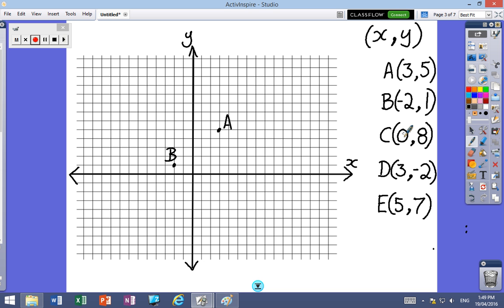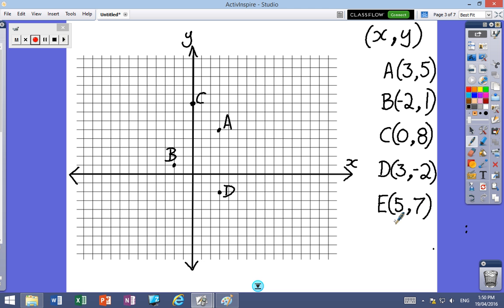Here's C. C is interesting because it says 0. Don't go left, don't go right. Just go up by 8. So don't go left, don't go right. Just go 1, 2, 3, 4, 5, 6, 7, 8. 8 up, and that's the point C. Let's keep going. D is 3 in a positive direction, so 3 to the right, and then down by 2. 3 to the right. 1, 2, 3, and down by 2. There's our point D. And our last point, E, 5 to the right and 7 up.